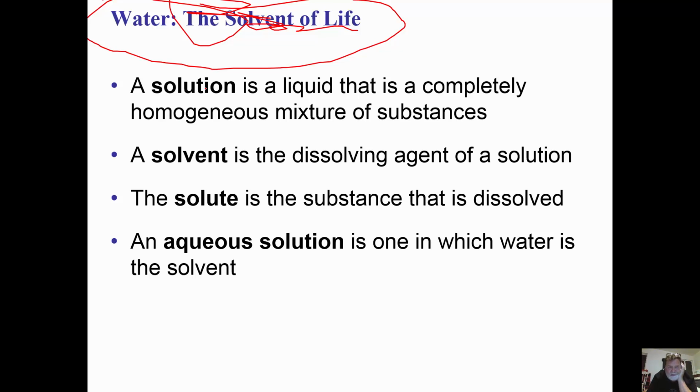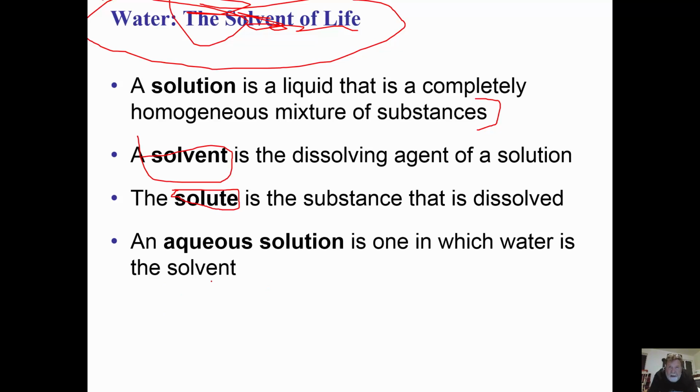When we look at a solution, this is a liquid that is a completely homogeneous mixture of substances. That means every square centimeter of that solution has exactly the same concentration in it. How does that happen? It gets really well mixed. And when we have a solution, the solvent is the thing that things are dissolving in. It tends to be the thing that you have the most of. A solute is the substance that is dissolved, and an aqueous solution is one in which water is the solvent.